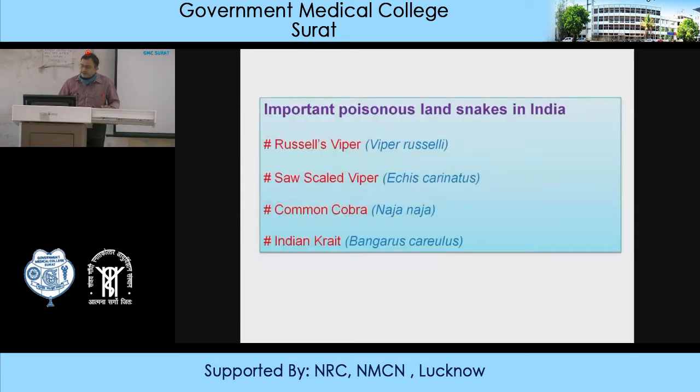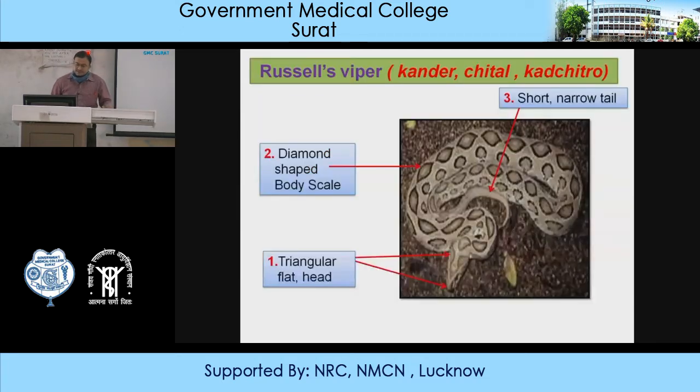Now, important poisonous land snakes in India: Russell's viper, saw-scale viper, common cobra, and common krait. These are the most poisonous snakes found in India. Let's discuss the characteristics of Russell's viper, also known as Kandar, Chital, Kadchitro. It has a diamond-shaped body scale and a triangular head. You can see in the photo there is a triangular head and the marking of a V. The point is forward, and it has a short and narrow tail, with 3 rows of diamond-shaped marks over the body scale.